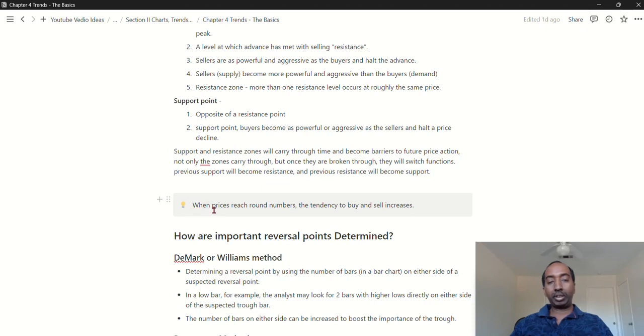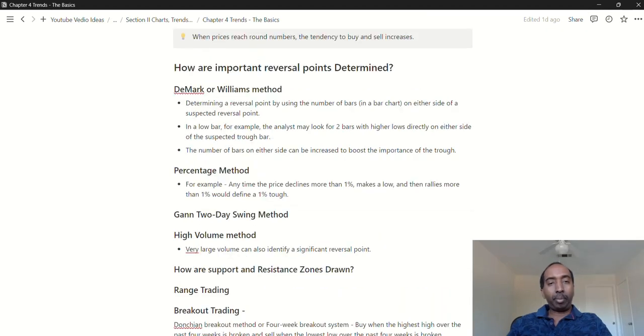Important point: when prices reach round numbers, the tendency to buy and sell increases. How are important reversal points determined? There are many options. DeMark or Williams method. In DeMark's or Williams method, a reversal point is determined by using the number of bars in a bar chart on either side of the suspected reversal point.